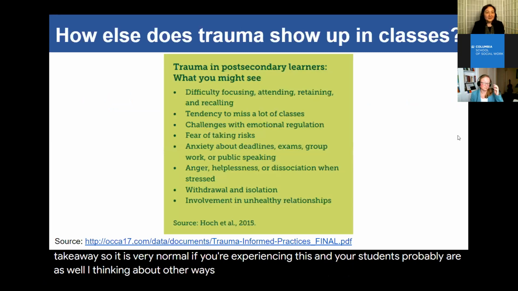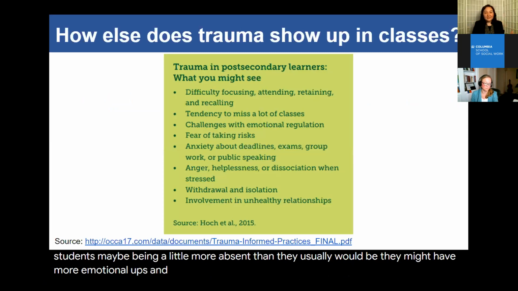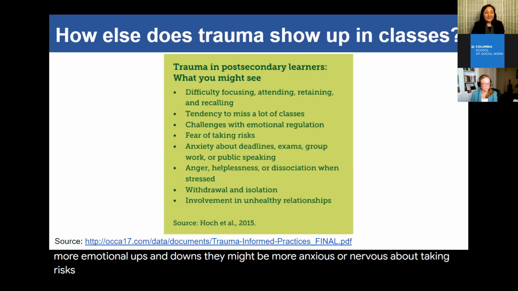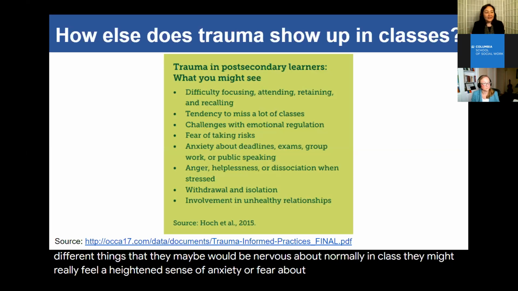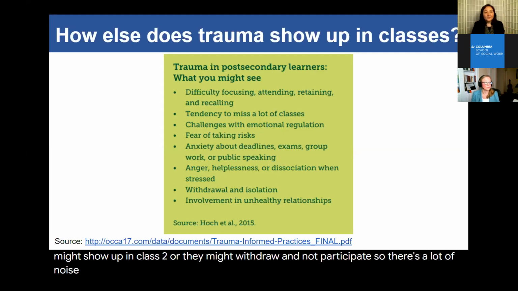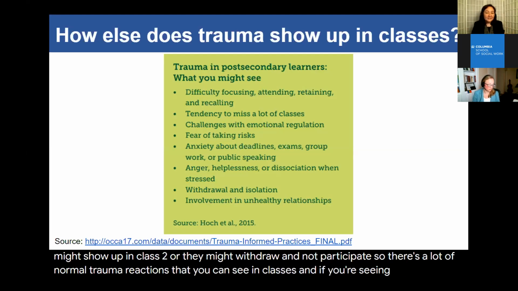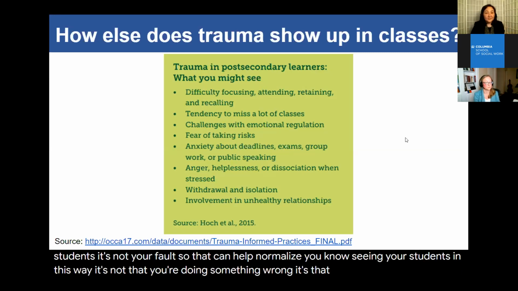Thinking about other ways that trauma shows up in classes. You might see students being a little more absent than they usually would be. They might have more emotional ups and downs. They might be more anxious or nervous about taking risks. They might be more worried about deadlines or group speaking, or just different things that they maybe would not be nervous about normally in class. They might feel a heightened sense of anxiety or fear. They might feel angry, and that might show up in class too. Or they might withdraw and not participate. So there are a lot of normal trauma reactions that you can see in classes. And if you're seeing this in your students, it's not your fault. That can help normalize seeing your students in this way. It's not that you're doing something wrong, it's that everyone's experiencing trauma right now.